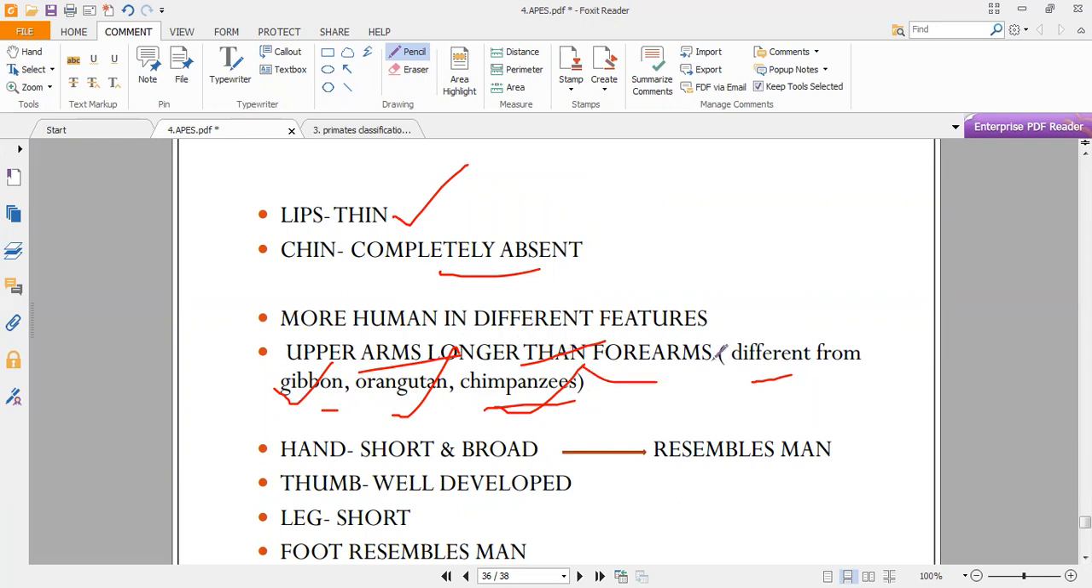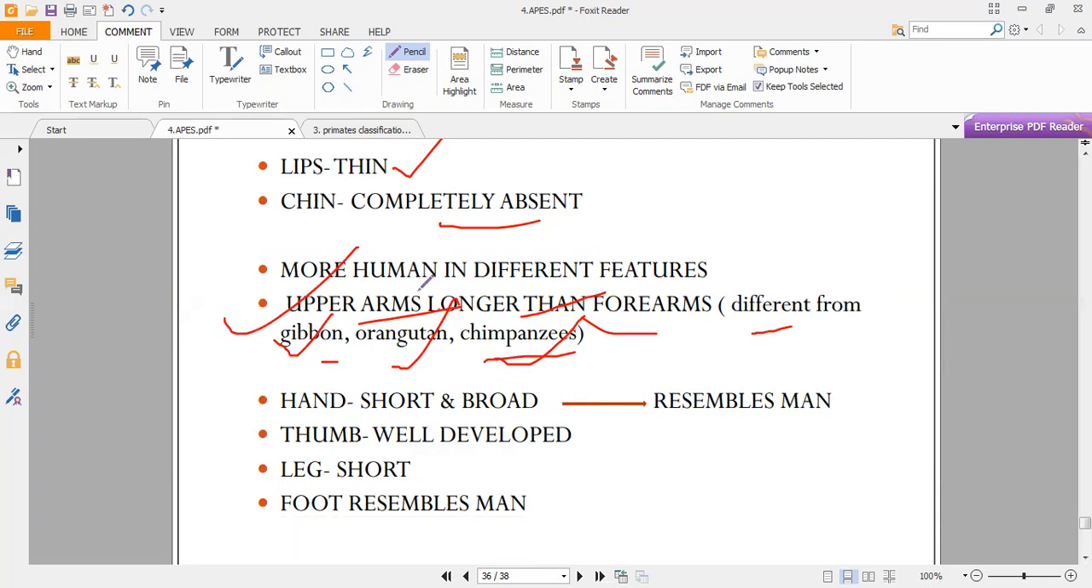So they are different. This point you can remember while writing about the Asiatic apes and African apes. We have got one difference here among the gorillas, that their upper arm is longer compared to forearms. In all other apes that we have discussed till now, their forearms are longer than the upper arm.